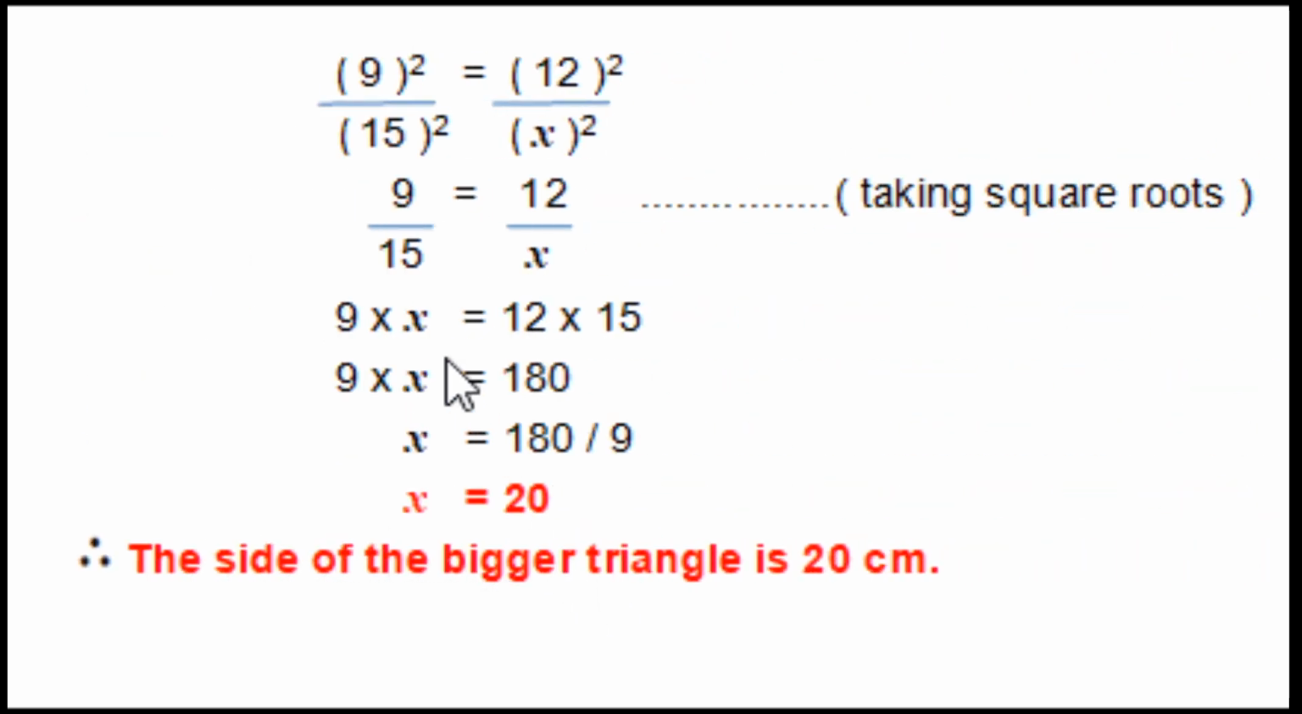Then 81 is square of 9, 225 is square of 15, is equal to square of 12 upon square of x. Then by taking square root, we get 9 upon 15 is equal to 12 upon x. By cross multiplying, we get 9 into x is equal to 12 into 15. So 9x is equal to 180, x is equal to 180 upon 9, that is 20. So the side of the bigger triangle is 20 centimeter.